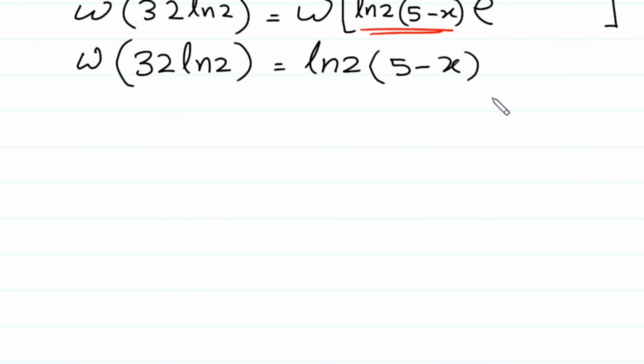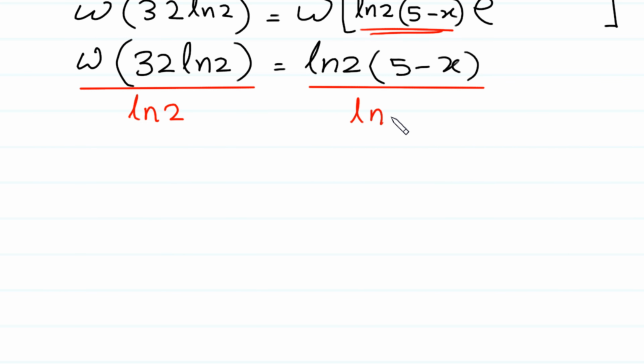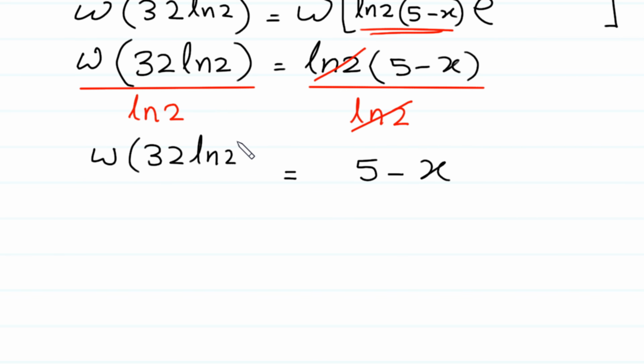Next, we divide both sides by ln of 2. Left side divided by ln of 2 and right side divided by ln of 2. This ln of 2 will be cancelled with this ln of 2, and here left 5 minus x is equal to W function of 32 times ln of 2 divided by ln of 2.